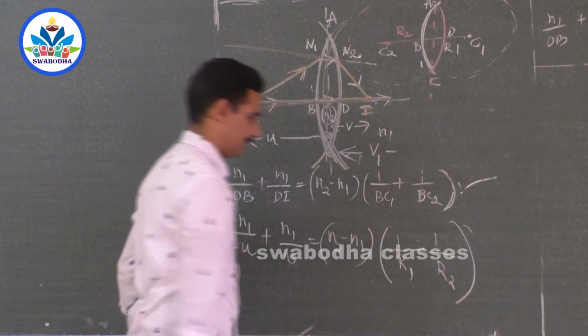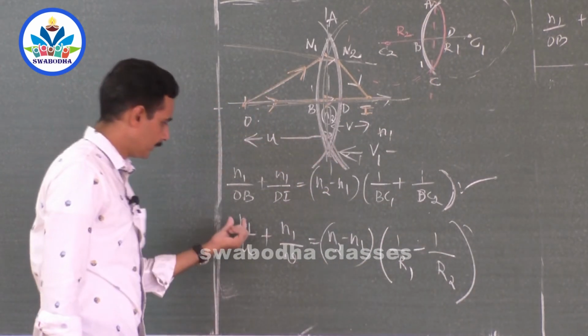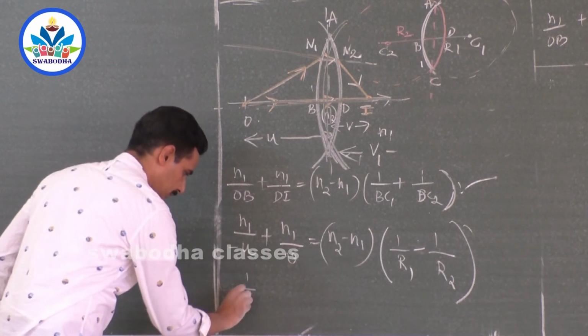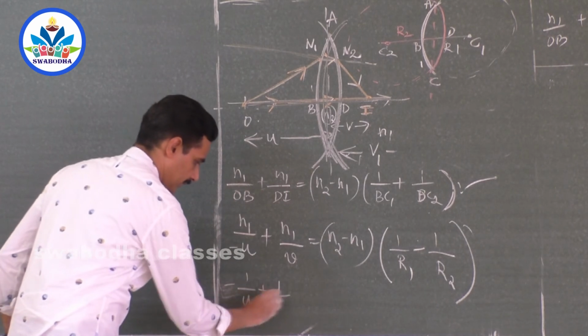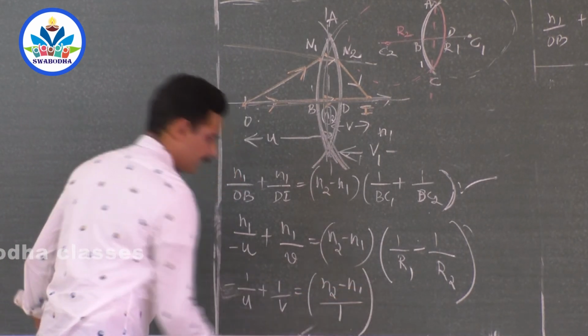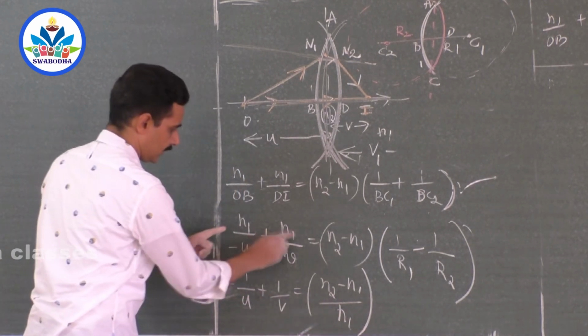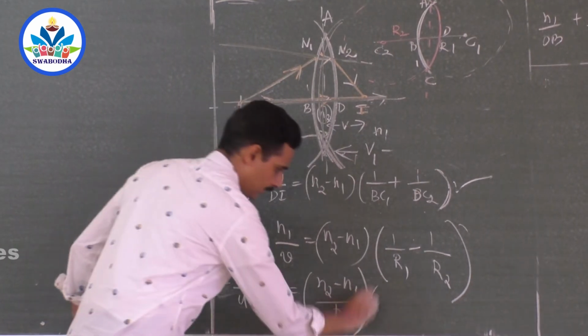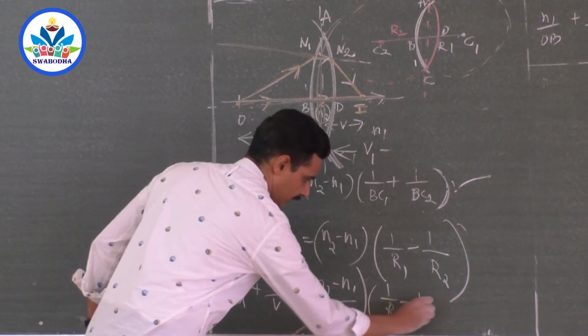So this is finished. Now bring this common n to this side. What you will get? Minus 1 by u plus 1 by v is equal to (n2 minus n1) by n1, this n1 common taken here will come to the denominator, into (1 by R1 minus 1 by R2).